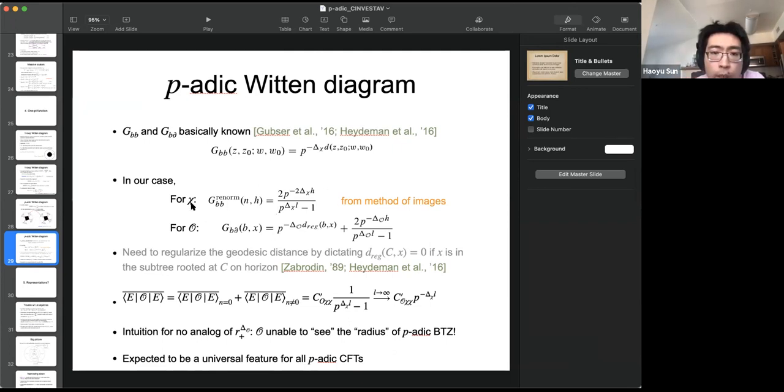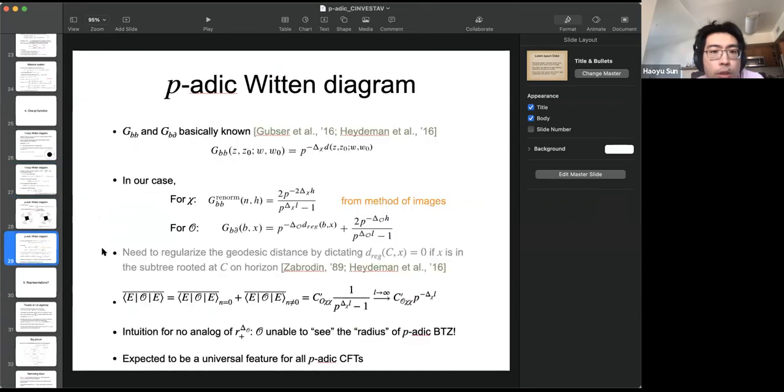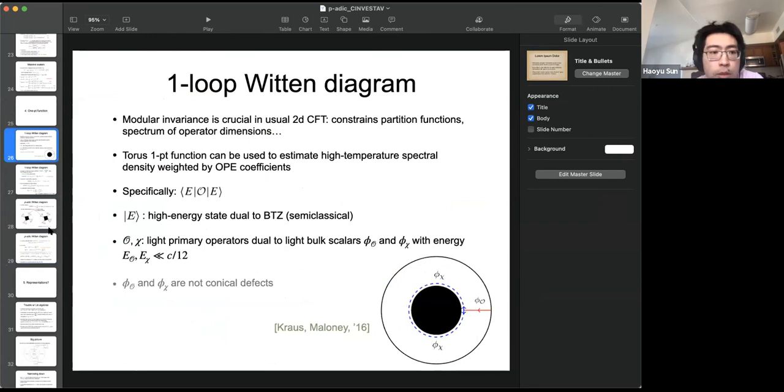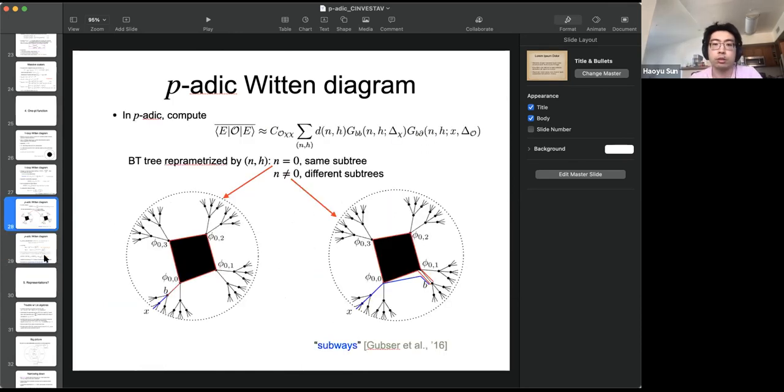So this is for chi, because chi is going from bulk to bulk. And for O, which is from boundary to bulk, we have the following Green's functions. One caveat is that we need to regularize the geodesic distance, by dictating that this distance is 0 if x is in the same subtree rooted at point C on the horizon. This regularization was first introduced by Zabrodin, and it was then shown to be consistent with p-adic holography by the Caltech group. Then we sum up the two contributions for n equal to 0 and n non-zero.